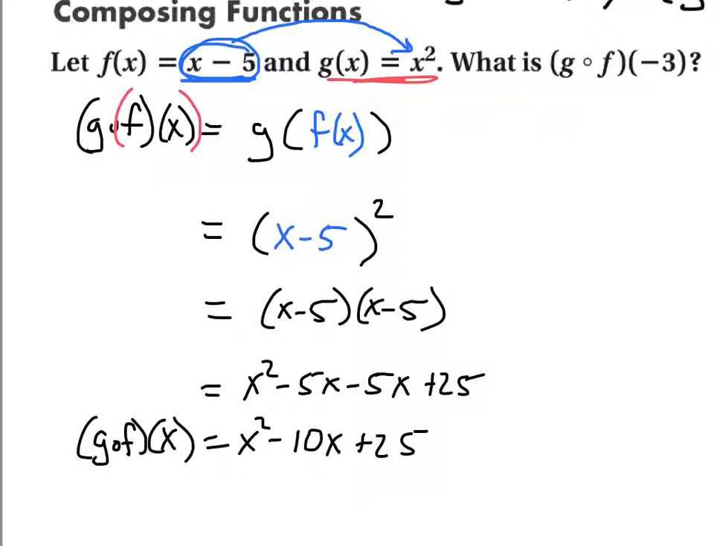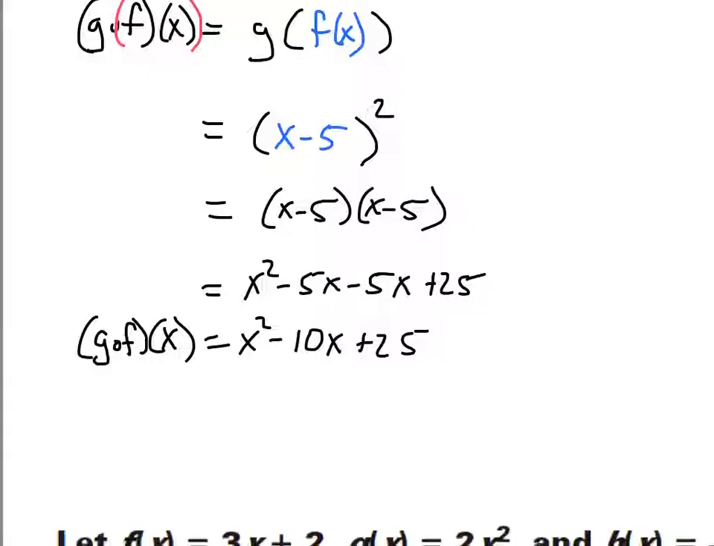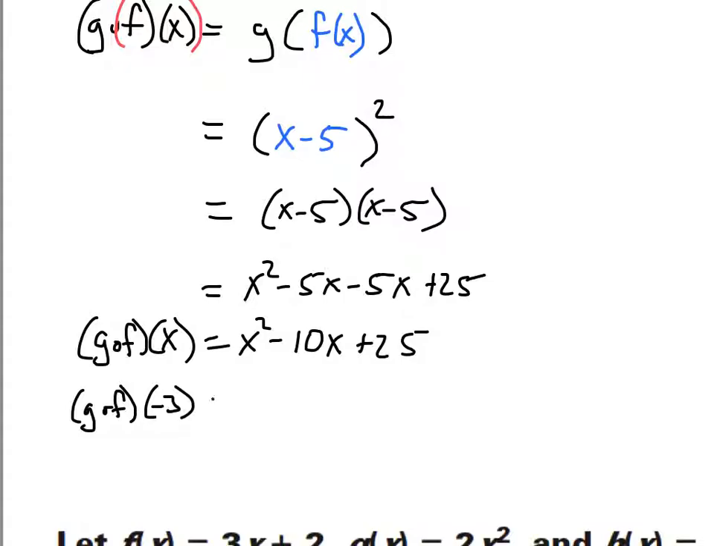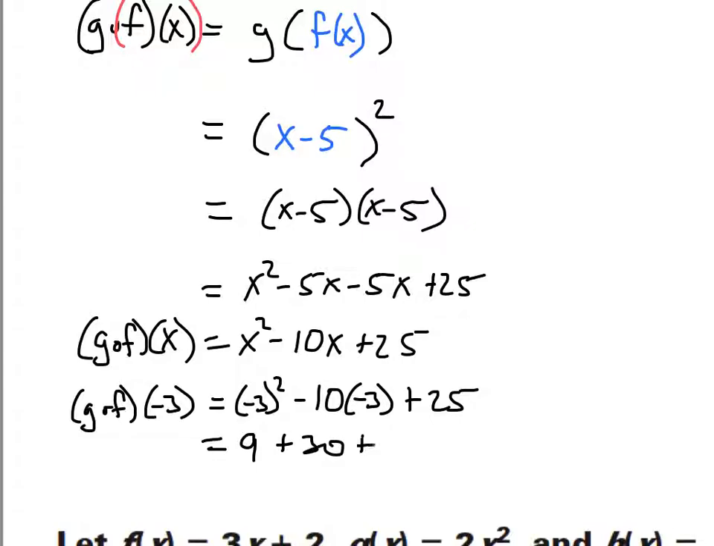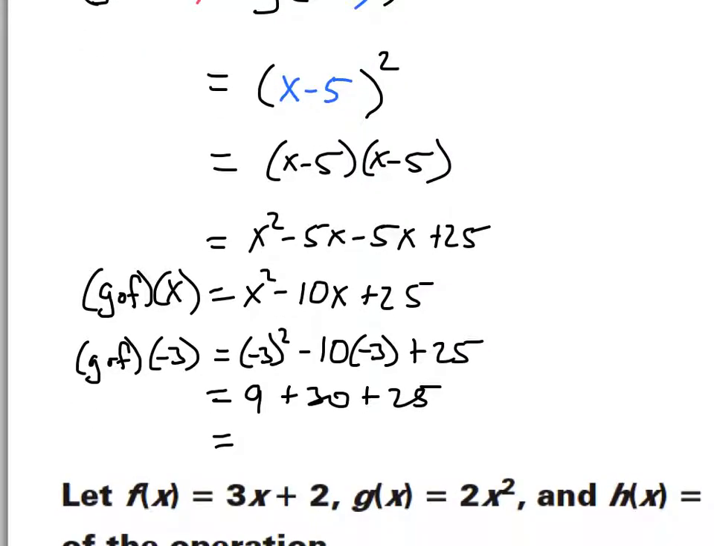Well, that's really not what they wanted us to find. They want us to find g of f of negative 3. So what we need to do now is plug negative 3 into our function. G of f of negative 3 is negative 3 squared minus 10 times negative 3 plus 25. So 9 plus 30 plus 25 gives me 55 plus 9 is 64.